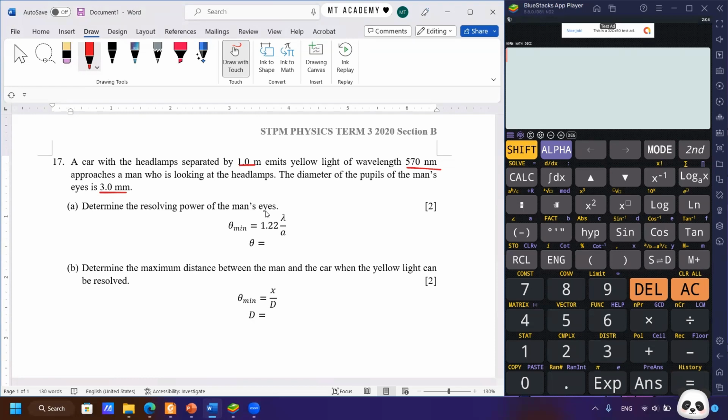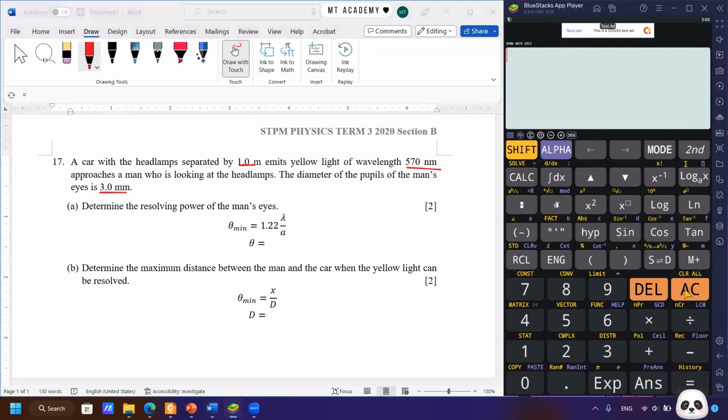So this is the chapter of wave optics where we learned about diffraction and also the resolving power. We have learned the formula that theta, the resolving power, is given as lambda over a. And if the aperture, which is the pupil in this case, is circular, we also need to include the constant of 1.22 in the formula. So the question is quite straightforward here.